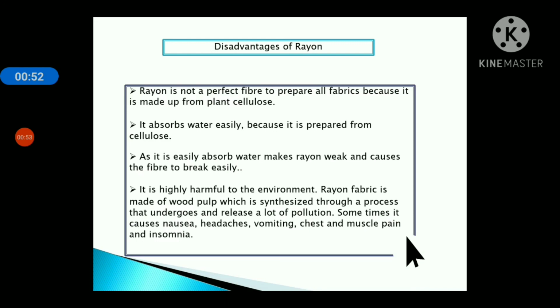It is highly harmful to the environment. Rayon fabric is made from wood pulp, which is synthesized through a process that releases a lot of pollution. Sometimes it causes nausea, headaches, vomiting, chest and muscle pain, and insomnia. So these are all the disadvantages of rayon.